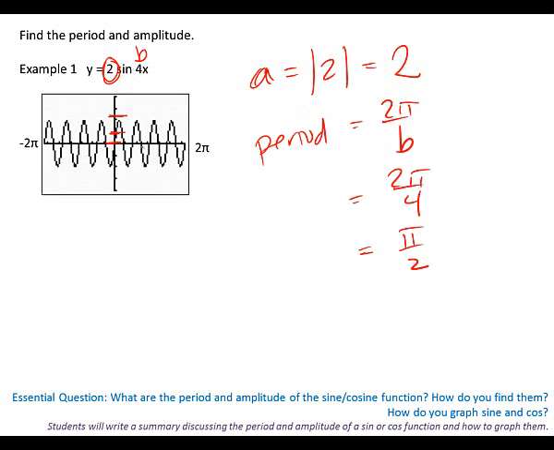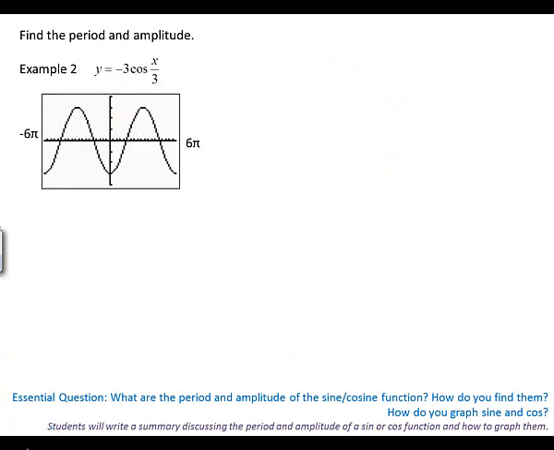Pi over 2. So that means the period is basically where it repeats. See how it goes up wave, down wave, and then it starts over? So from here to here, the measurement is pi over 2. Okay. All right, let's try the next one.